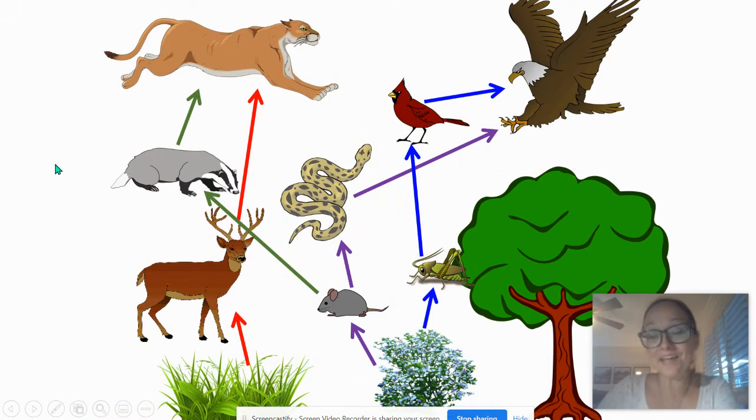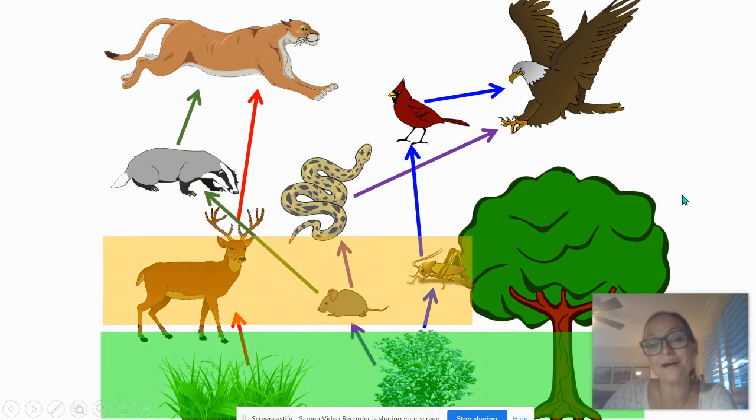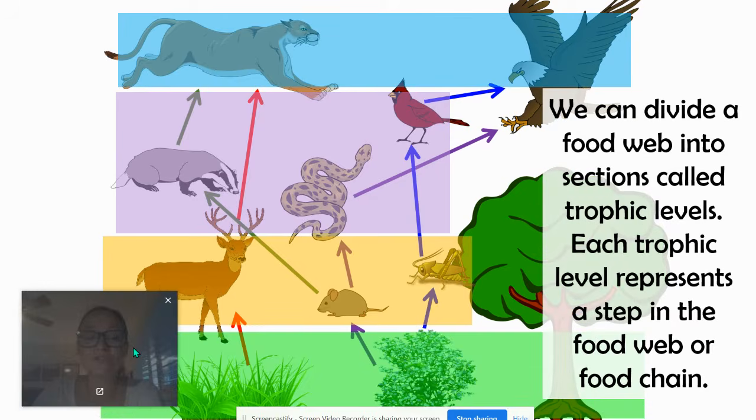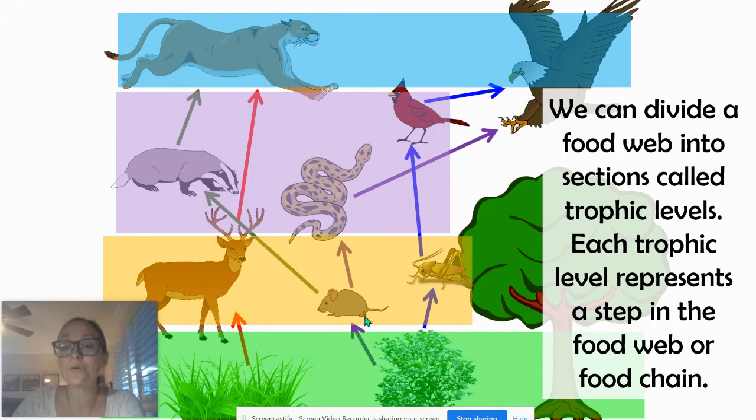Now, we have some more vocabulary words to add to this. So here, as we divide our food web into different steps or levels, I've divided it into 4 sections, and we call these sections trophic levels. So a trophic level represents each step or link in a food web or food chain. And they have special names.